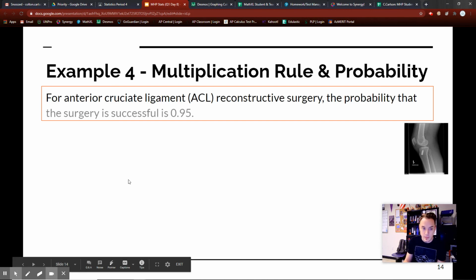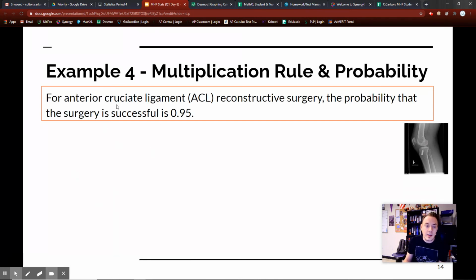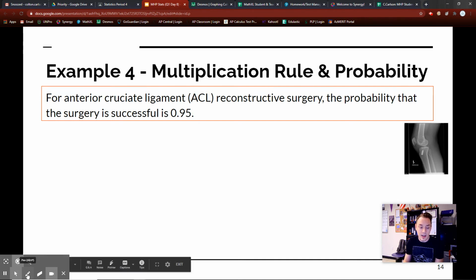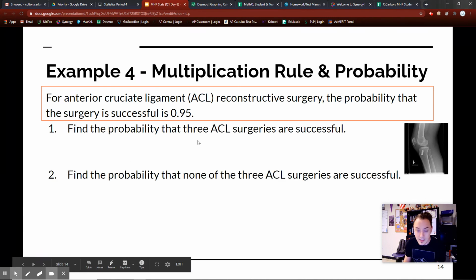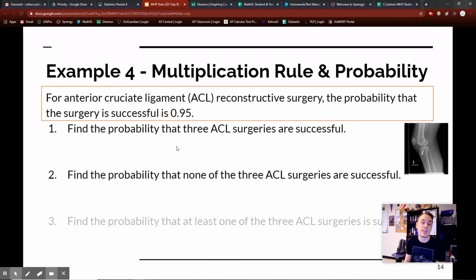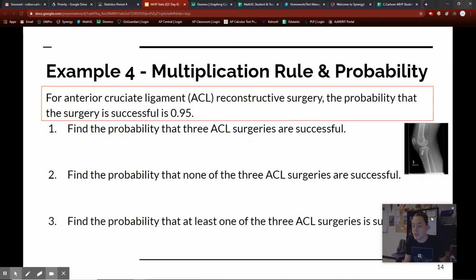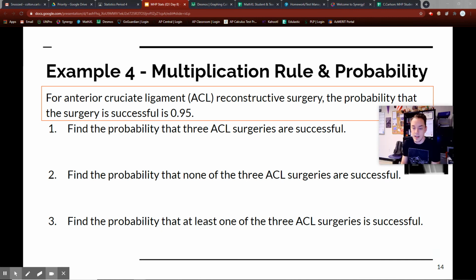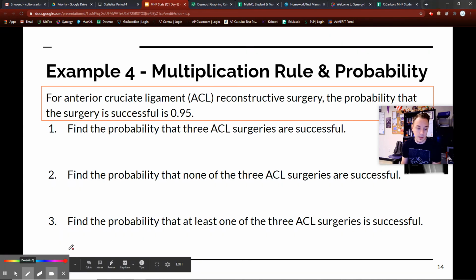So an anterior cruciate ligament, okay, that's ACL, reconstructive surgery, the probability that the surgery is successful is 0.95. So what we want to do is find the probability that there's 3 successful surgeries, the probability that none of the 3 surgeries are successful, and then we also want to find the probability that at least one of the 3 ACL surgeries is successful. How do I do this?